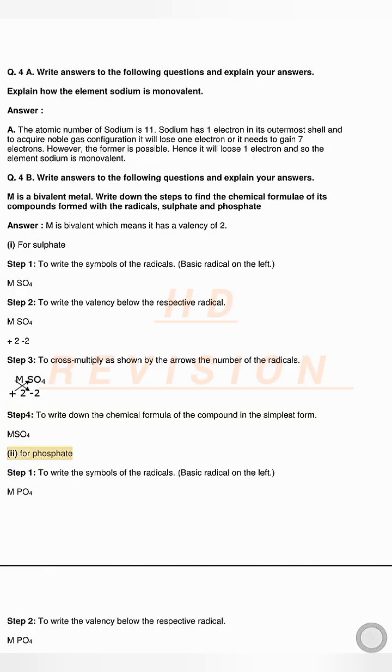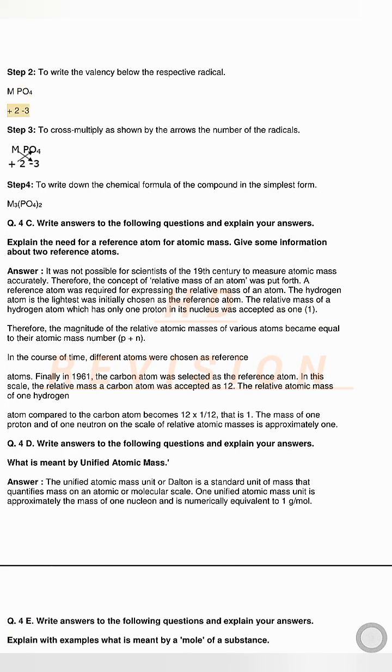MSO4. E for phosphate. Step 1. To write the symbols of the radicals. Basic radical on the left. MPO4. Step 2. To write the valency below the respective radical. MPO4, plus 2, minus 3. Step 3. To cross-multiply as shown by the arrows the number of the radicals. Step 4. To write down the chemical formula of the compound in the simplest form. M3(PO4)2.